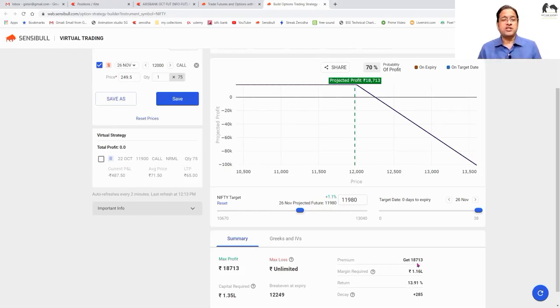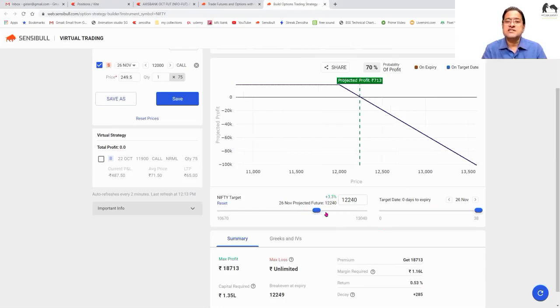Now, when do I do this? When I feel that the market is unlikely to cross 12,000 levels from wherever it is currently, from 11,850. I feel it is unlikely to cross 150 points from this place by the time of November 26th. Then this is how it looks. This will be a return on investment, an ROI of close to 14%, which is the maximum ROI I can generate. But the loss is limited.